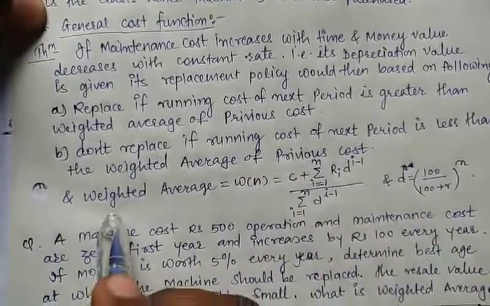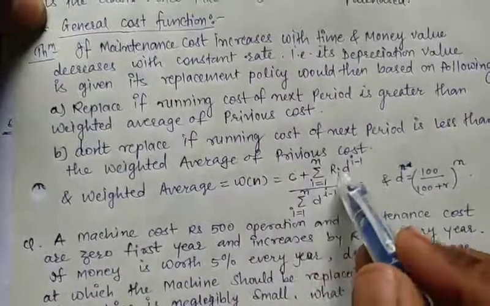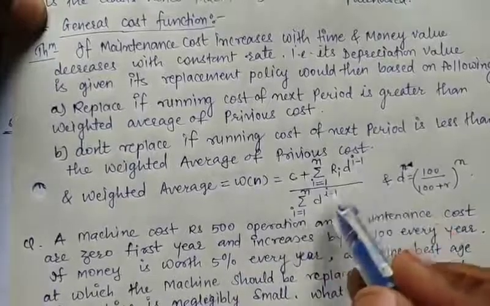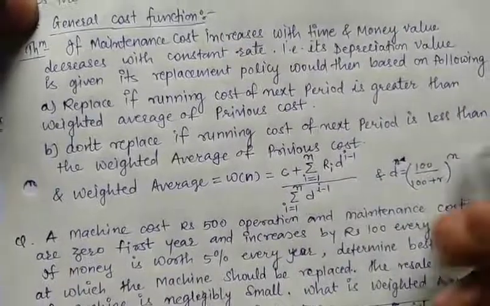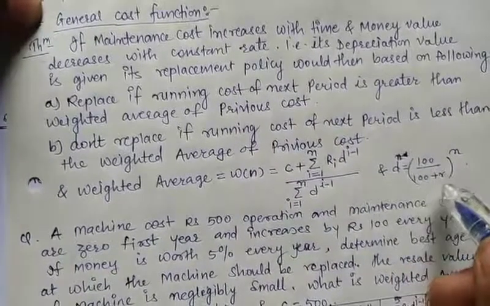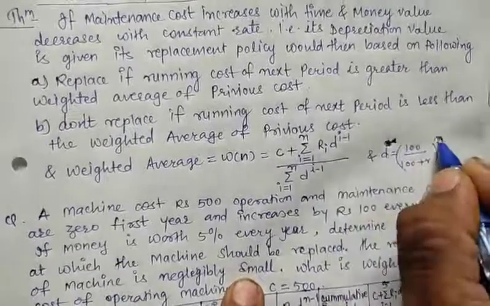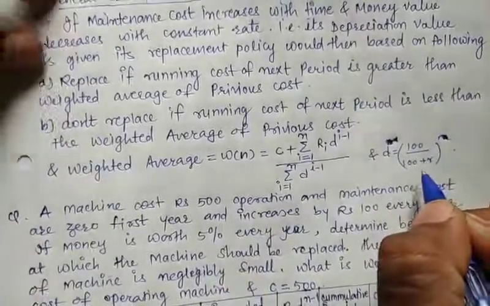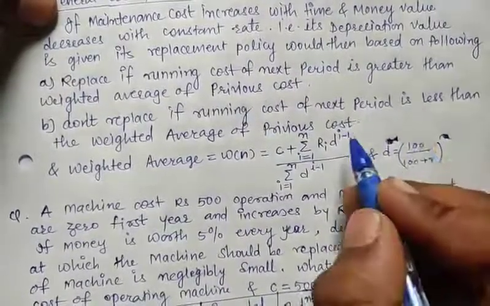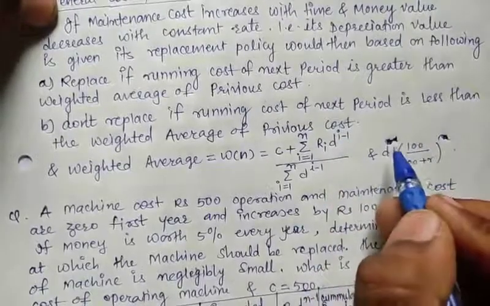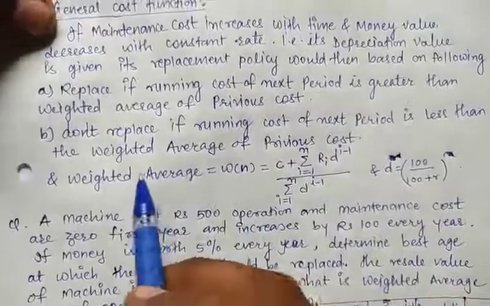That is, the weighted average cost is W of n, which is C plus summation i from 1 to n R_i d raised to i minus 1, upon summation i from 1 to n d raised to i minus 1, and d raised to n has the formula 100 upon 100 plus R raised to n. So the value of d is 100 upon 100 plus R. Taking its power n or n minus 1, we get d raised to i minus 1 for taking power of i minus 1 on both sides. Now, this is the replacement policy.